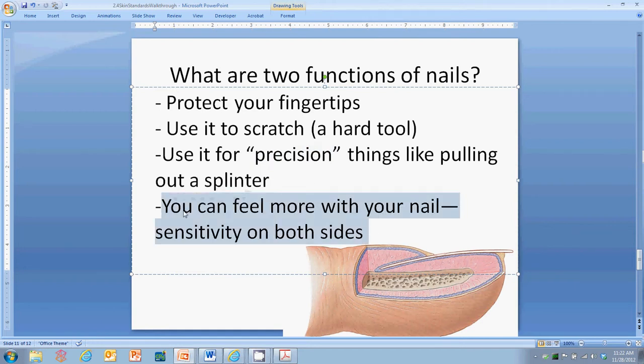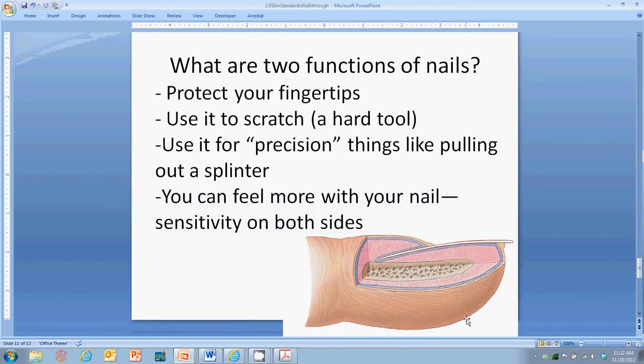You can also feel more with your nail. You have sensitivity on both sides. If something presses on my finger right here, my nail is going to feel that. I'm going to get sensitivity because if I press up against the nail, the nerves on the other side are going to feel that as the nail gets pressed upward. I will feel that here too. So your fingertip will be more sensitive because the nail adds sensitivity, because nerves are going to be able to feel the nail moving too, just like hair, right? So sensitivity on both sides.